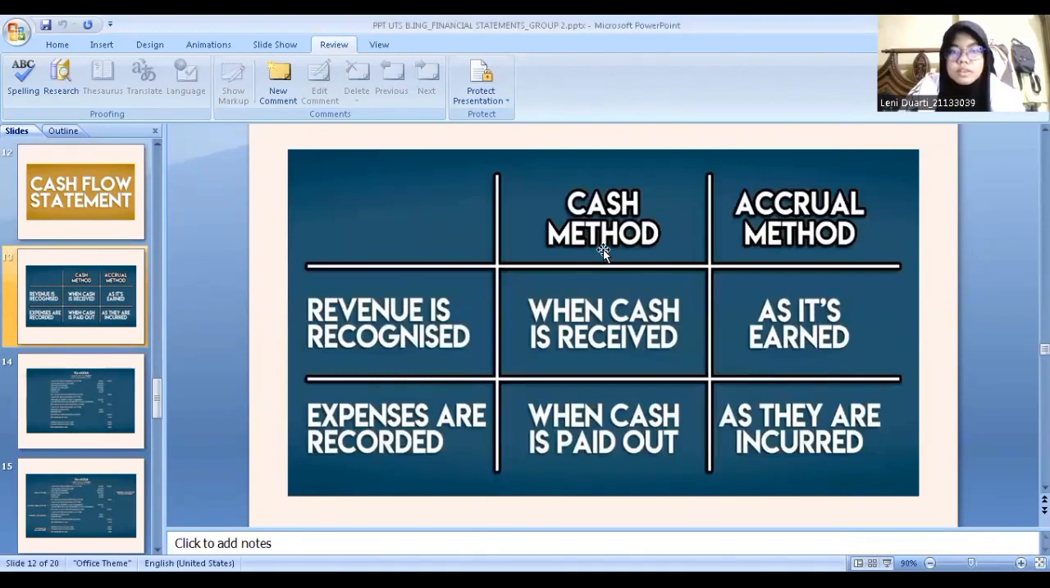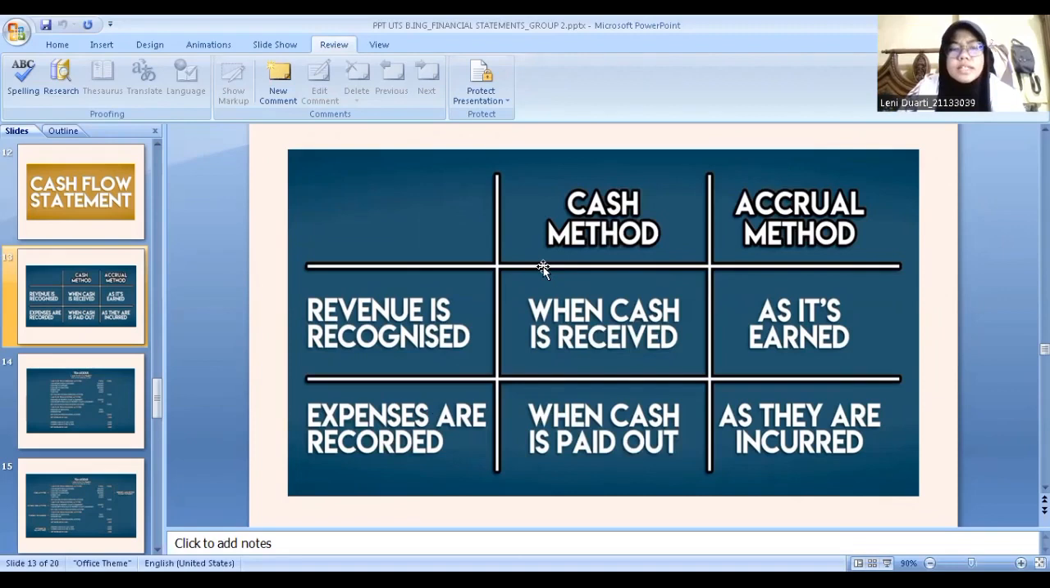There are two methods of accounting. We have the cash method and the accrual method. The cash method of accounting is often used by smaller businesses. It says that revenue is recognized when cash is received and expenses are recorded when cash is paid out. Under the cash method, the income statement and the cash flow statement are equivalent to one another. If cash comes in, we record revenue, and if cash goes out, we record an expense.